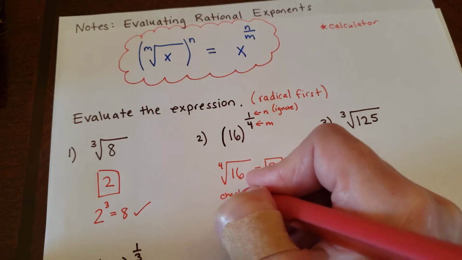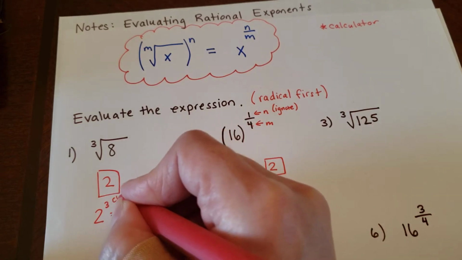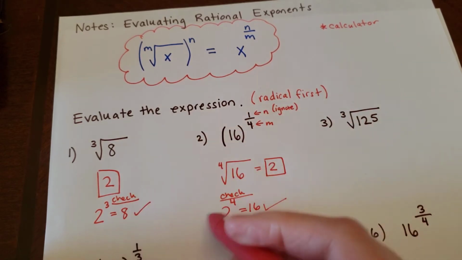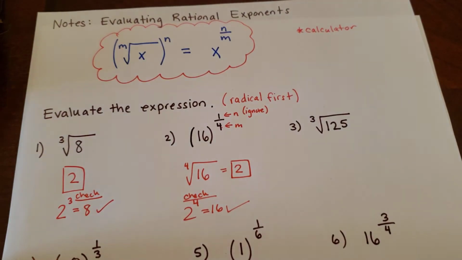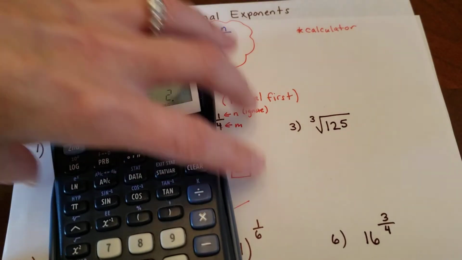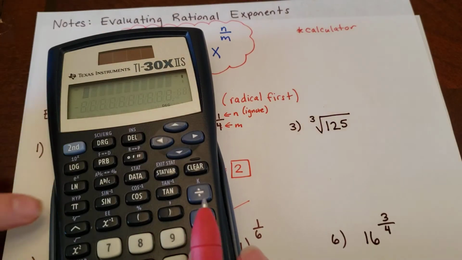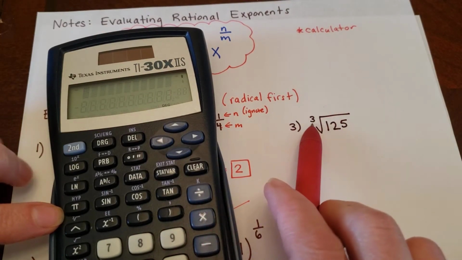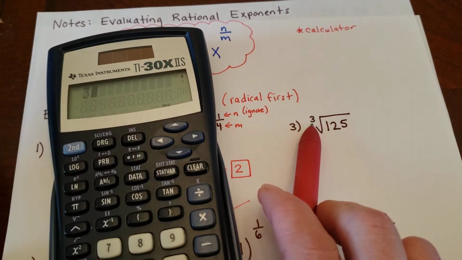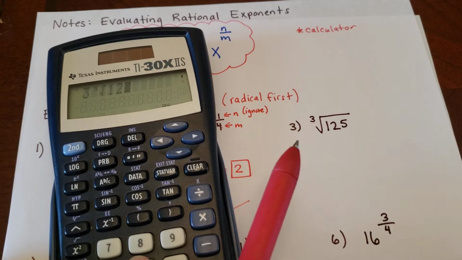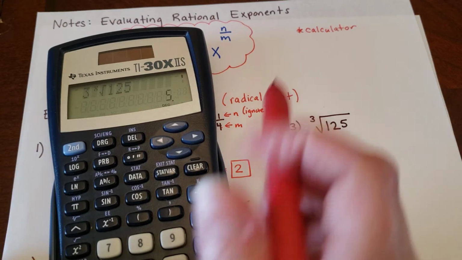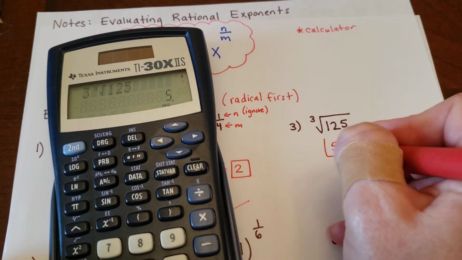So that's kind of what this part is here. You don't have to do this, but if you want to know if you're doing it right, that's kind of how the check would work. Number 3 is in radical form, so just plug it into your calculator. I have a 3 on the outside, so I'm going to press that 3 first, and then I'm going to take it to the 125, and that's going to spit out a 5, so the answer is just 5.